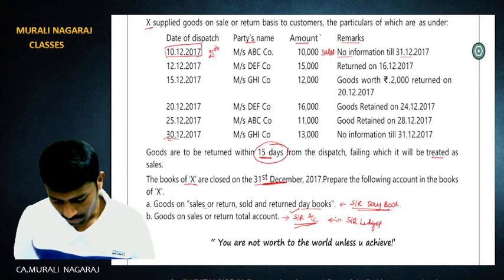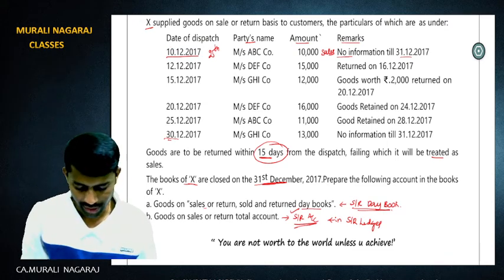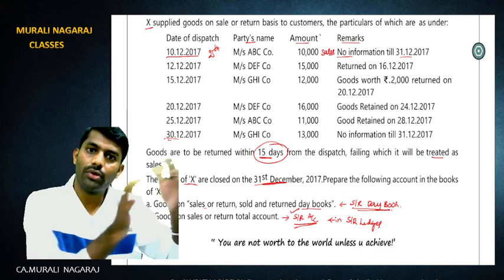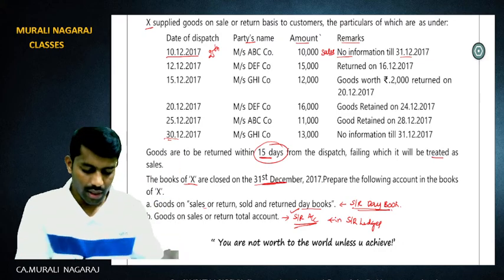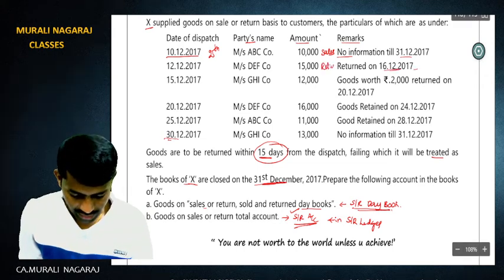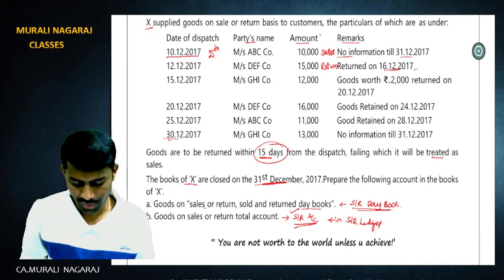Second, on the 12th, we sent the goods. 12 plus 15, the 27th of December is the due date. But look out, the entire 15,000 was returned before the 27th. The 27th was the cutoff, but on the 16th itself he returned it. Therefore, this is returns. We have to take it as goods rejected, returns.